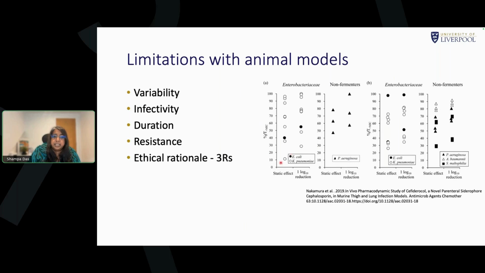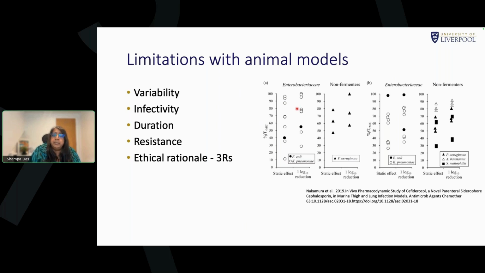So you can see on the left here, we've got a number of different isolates from E. coli and Klebsiella, and we've concluded that free time above MIC can range from anywhere between 10% to 100%. So you can get variability not just down to the strains, but also possibly down to variability through your animals anyway.